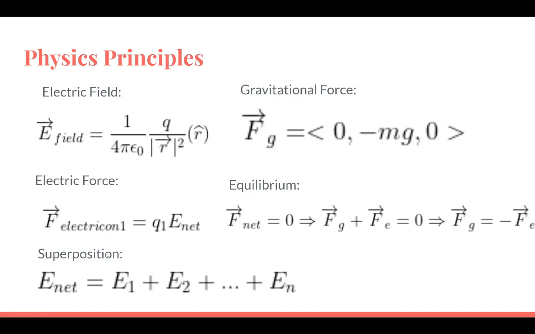And then we're gonna have superposition, right? So superposition is basically if you have a bunch of electric fields and you want to see what the net electric field is at a certain point, then you just add up all the electric fields that are around it, and you get the vector sum, and that's gonna be the net electric field. And then we have equilibrium, right? So we're gonna have one tape on top of the other. So this basically just means that the negative of gravity is going to be equal to the electric force.